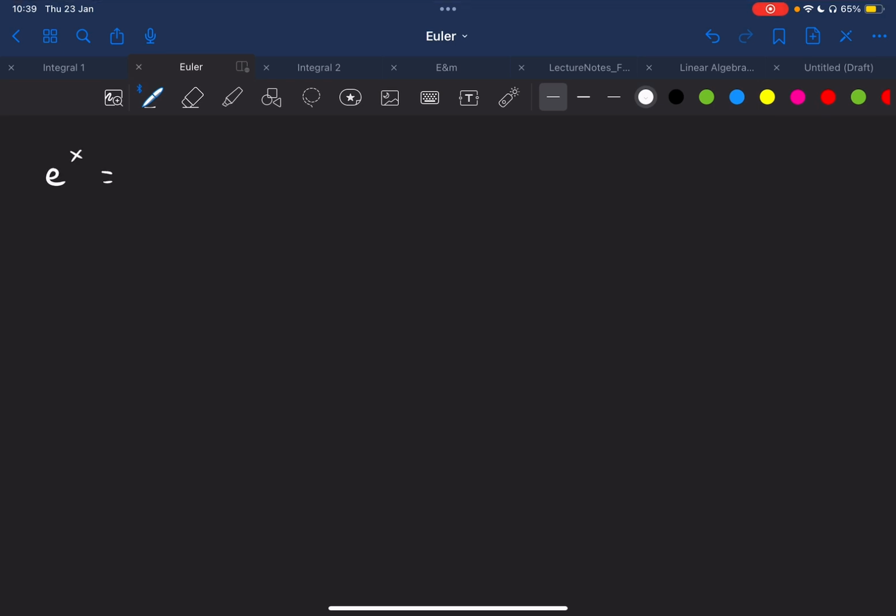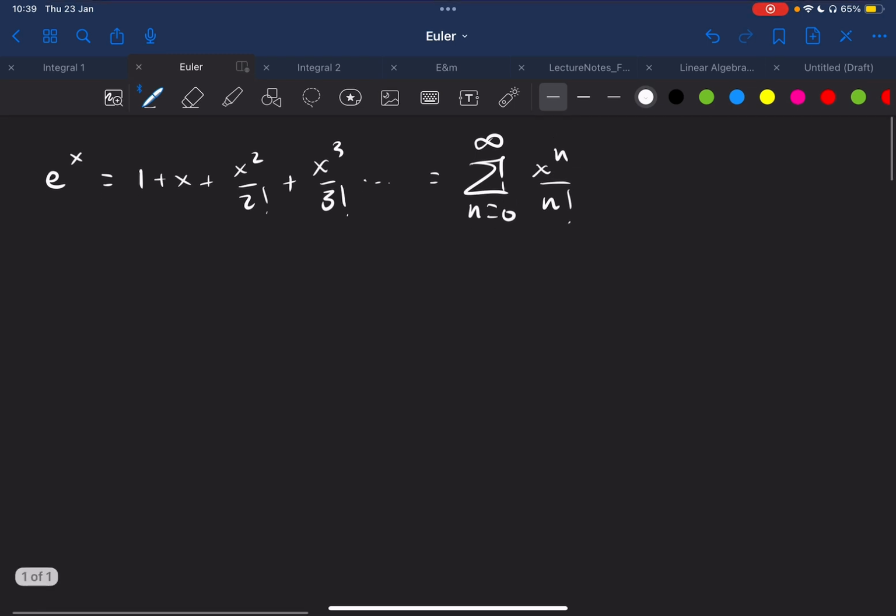So e to the x can be written as 1 plus x plus x squared by 2 factorial plus x cubed by 3 factorial, and that is just the infinite series from n equals 0 of x to the n by n factorial. And that can be shown through Maclaurin series or Taylor series. You can expand that about x equals 0 to find that. I won't be doing that in this video though.